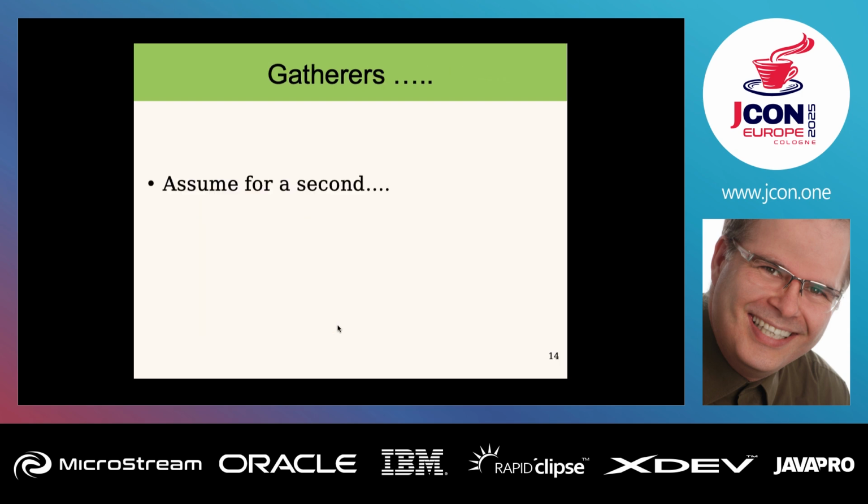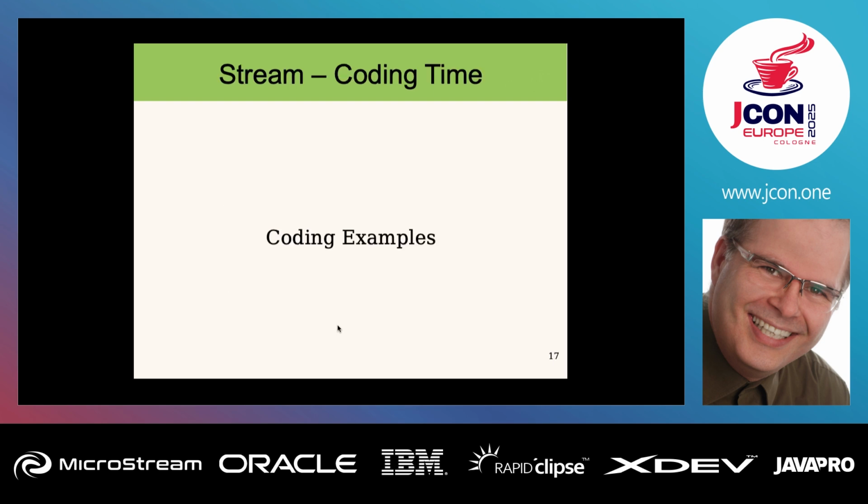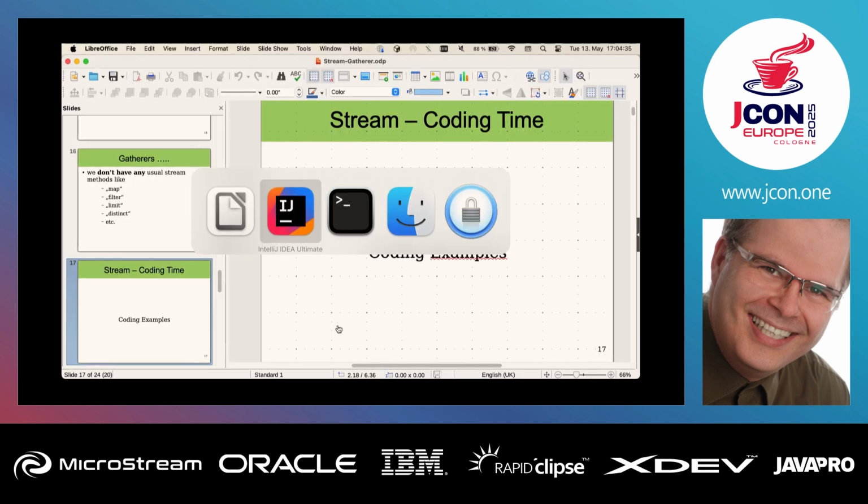Let us start with an assumption, just a single thought experiment here. That may be a little bit longer than a second. Yeah, sorry for that. But let us think we don't have any kind of intermediate operation like map, filter, limit, distinct, and all that stuff. We think we don't have any of them. So let us think about that in our head as an example, and think about what couldn't we do with all that.